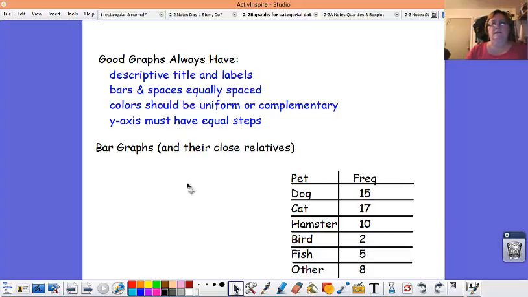So today we're going to be talking about bar graphs and some of their, I call them close relatives, because they're all related to bar graphs in one form or another. So I thought we'd start with this totally made up data of the number of each of these pets owned by students in a stats class. According to this chart, there are 15 dogs that are owned among the students, 17 cats are owned, etc.